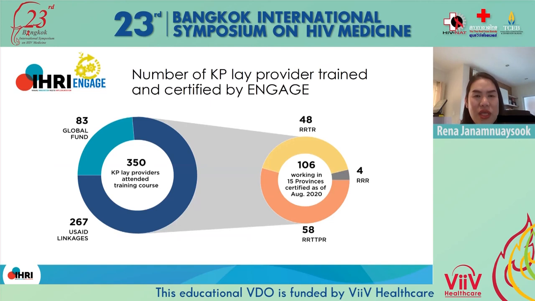And here is the number of KP-led providers trained and certified under the Engage project. On your left-hand side, around 350 key population-led providers across the country attended the training course, and they represented both projects, coming from USAID and the Global Fund. On your right-hand side is the number 106, people who are working in 15 provinces, and they have been certified as of August last year.